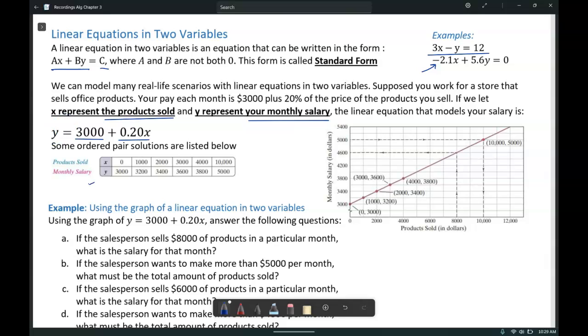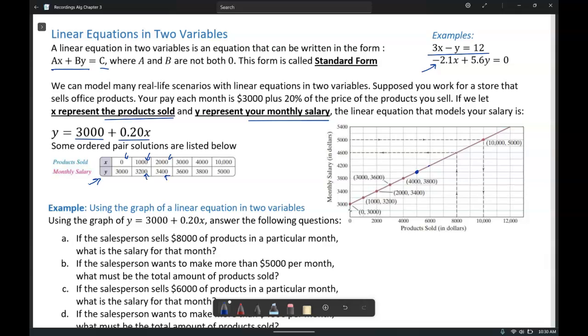So here we have listed some ordered pairs where X is our products and then the monthly salary that would equate to that. If you sell 0 products, you earn $3,000. $1,000 worth of products, you earn $3,200, and so on. Now again, these are not the only ordered pairs, but these are several that we can plot, and we see this linear relationship that goes through.